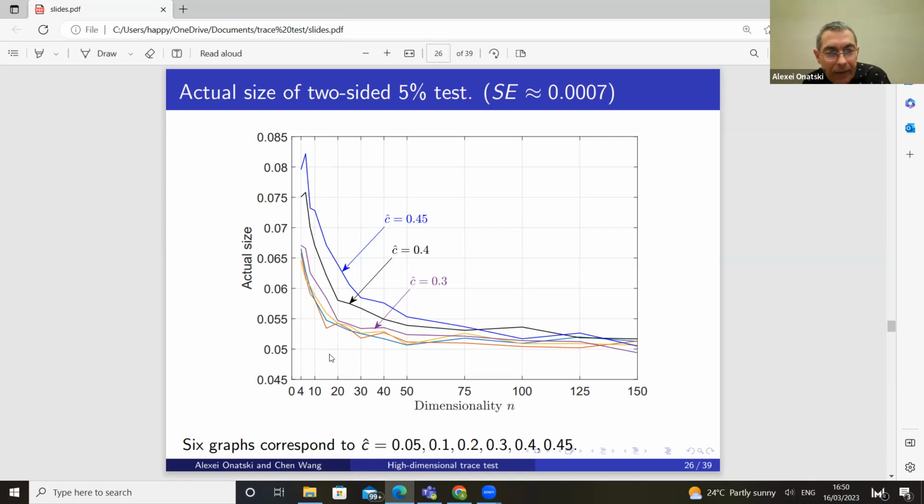So we see that even for very, very small n, like 4, the size of the test is not that bad. It's oversized, but it's 8% at worst. But once n is, I don't know, 25, it's already smaller than 6%, which is pretty good. And then it converges, for whatever c hat is, to the nominal size, which we were quite impressed by. And this is a quite precise Monte Carlo. The standard error of this Monte Carlo is very small, because we use a lot of repetitions.